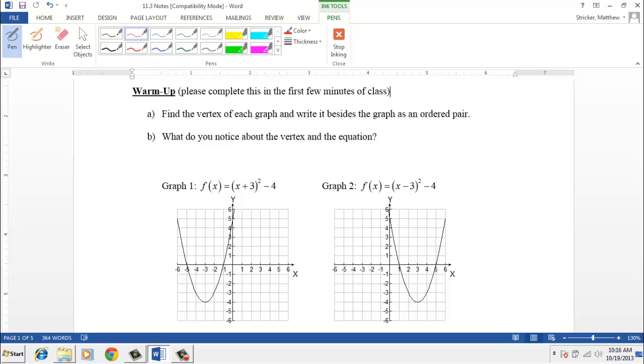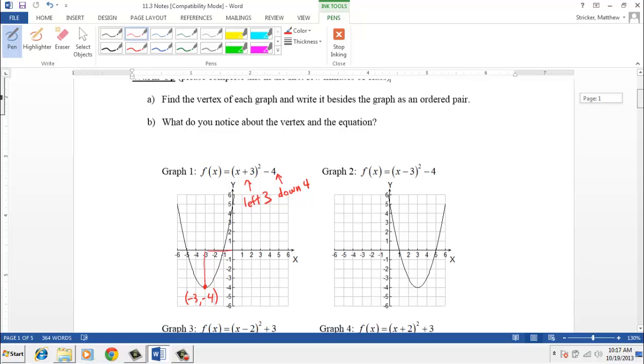You could have told the vertex by both looking at the function and seeing what kind of shifting is going on, and then you also could have told what the vertex is just by looking at the graph and finding the point. For example, if I look at the function, we know that when it says plus 3 here, that means that we have a shift left by 3, and when it says minus 4 here, we have a shift down by 4. So if I start at 0, 0 and I go left 3, and down 4, that gives me a vertex of negative 3, negative 4.